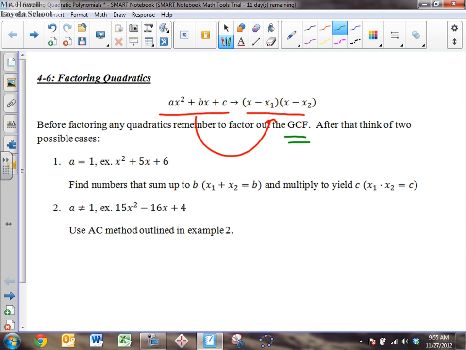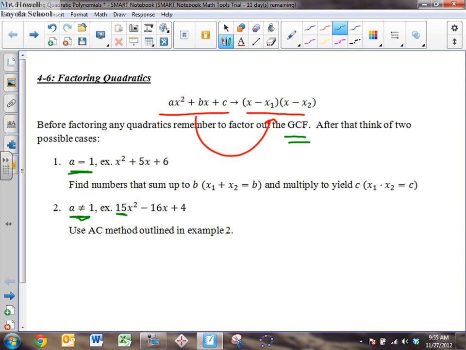After that, you're going to think of 2 possible cases. Okay, 2 possible cases. And you don't have to do these examples. I just want you to see what they are. First, the first possible case is when a is equal to 1. Well, what do I mean by that? Take a look at x squared. What's in front of the x squared term? A 1. That's the a value. Whereas down here, when a is not equal to 1, see there's like a 15 in front of the x squared? So those are the 2 cases.